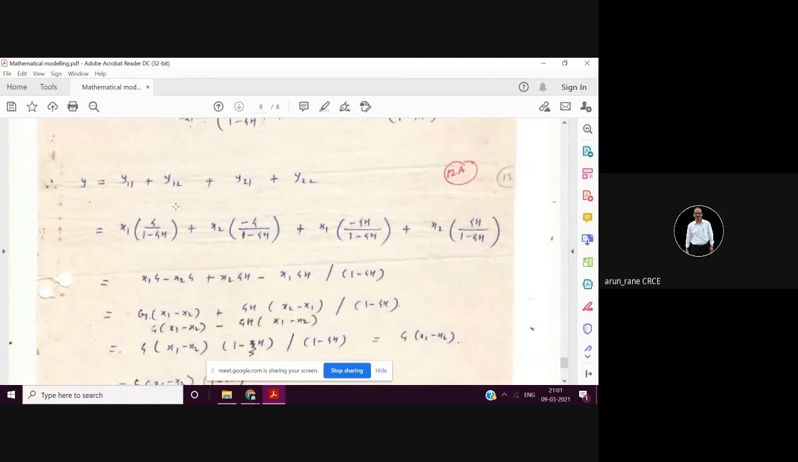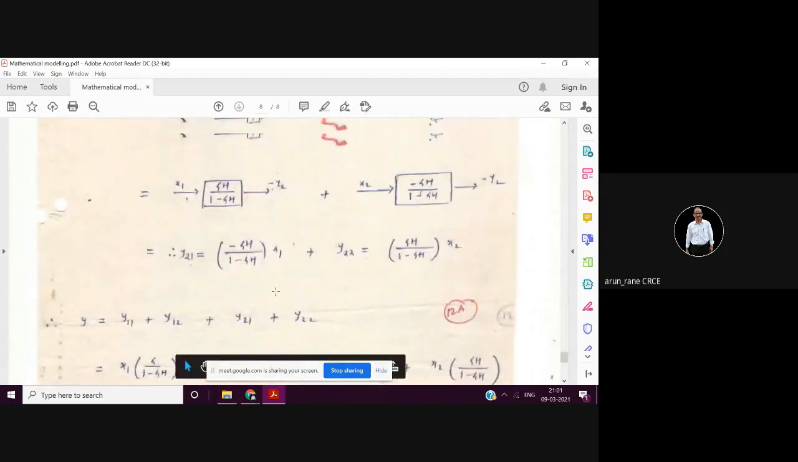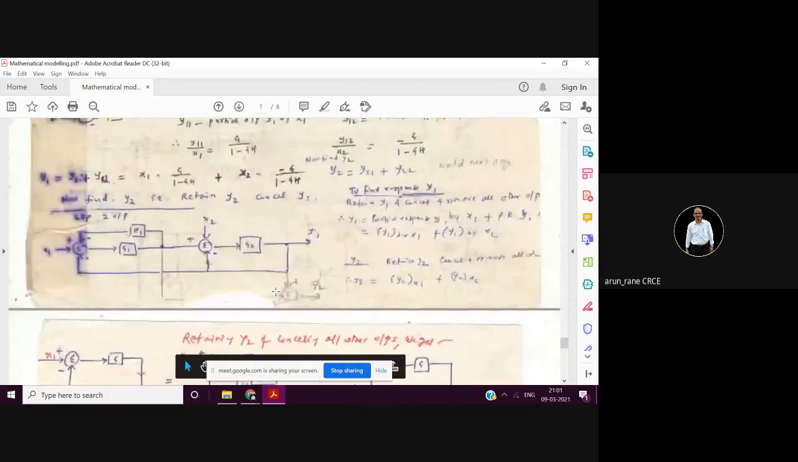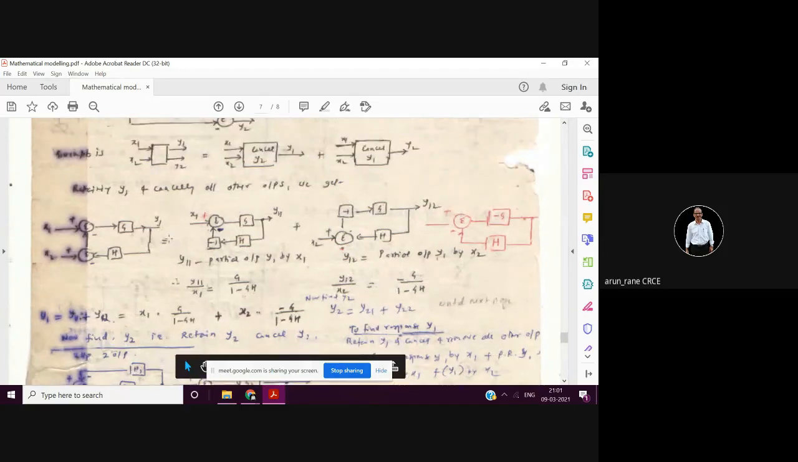So y11 is this, y12 is this. y11 is because of x1, y12 is because of x2, y21 is because of x1, y22 is because of x2. And this will be the final transfer function. Here I have shown this only because we are considering y2 as 0, so we are considering only y1.